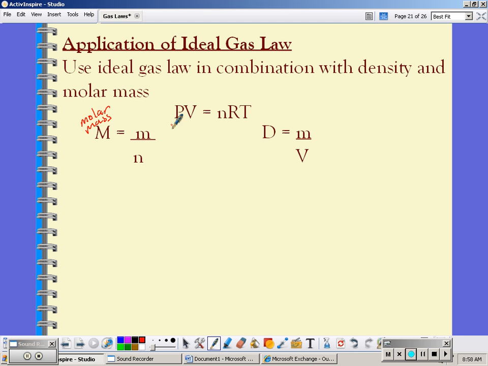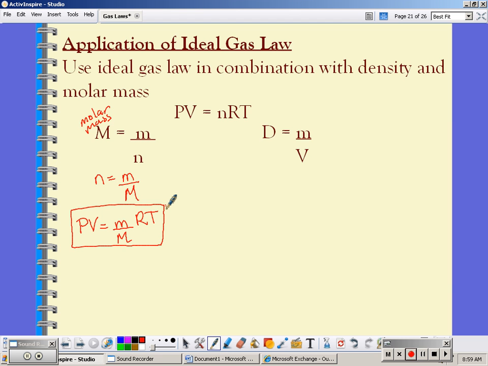So what these two formulas have in common is your number of moles. If I take my molar mass and solve for moles, I have moles equals mass divided by molar mass. Then I can substitute it into my ideal gas law: PV equals mass divided by molar mass, RT. So we can do a substitution so that we can directly relate molar mass to volume, pressure, and temperature.